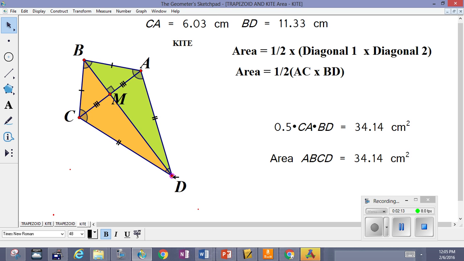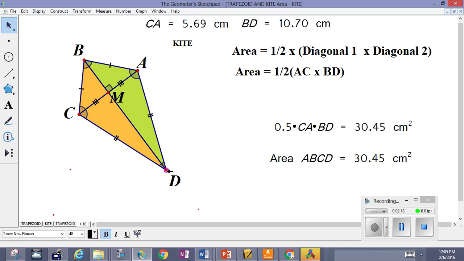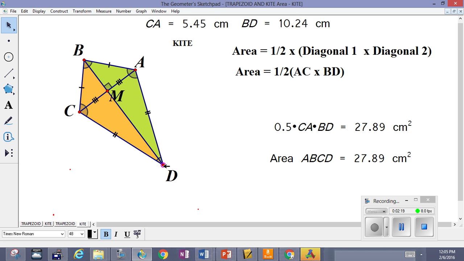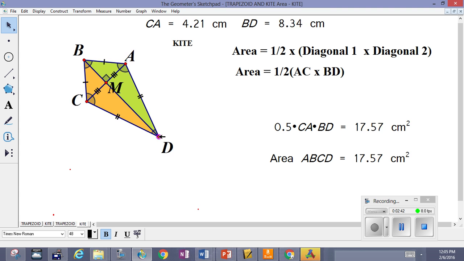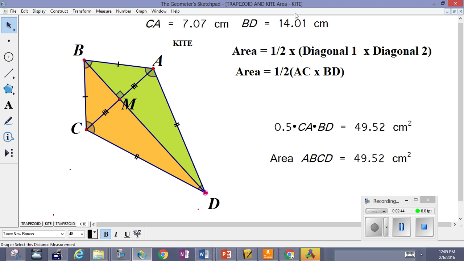So let's make some easy numbers here. We'll make one diagonal 10, close enough, and the other diagonal 5. Half of 5 times 10 is half of 50, so the area, as you can see, is pretty much close to 50. At any rate, half the product of the two diagonals is the area for a kite.